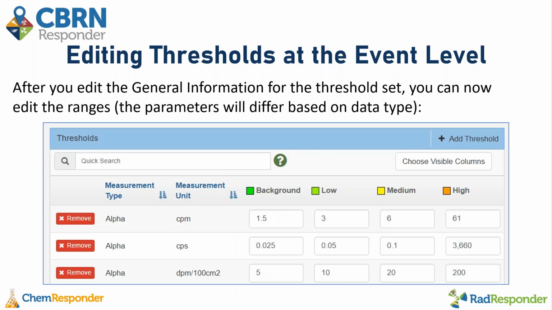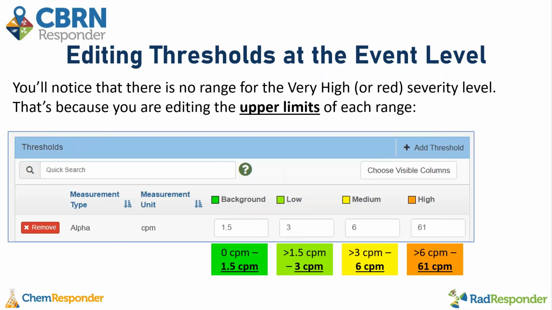Once you edit the general information section, you can now edit the ranges, and the parameters for the different thresholds will depend on the data type. You'll notice that when you are editing, there is no very high range that you can edit. And this is because when you are defining the ranges, you are editing the upper limits of the range.